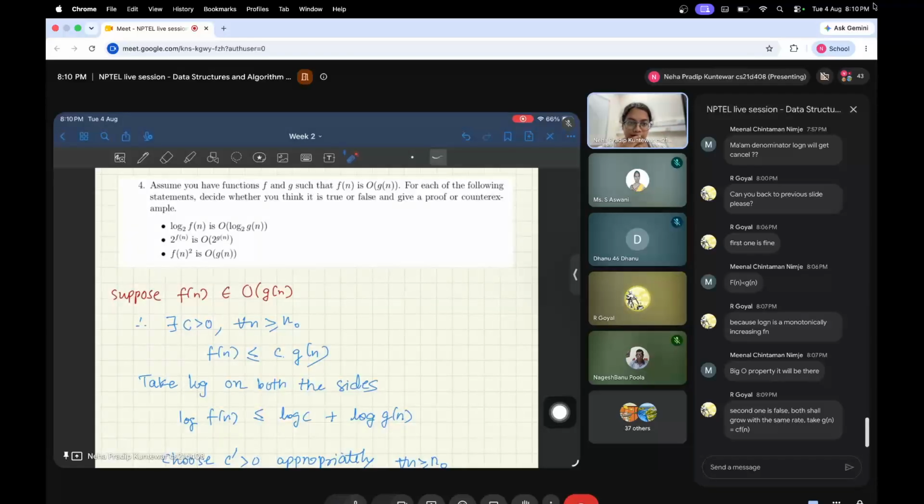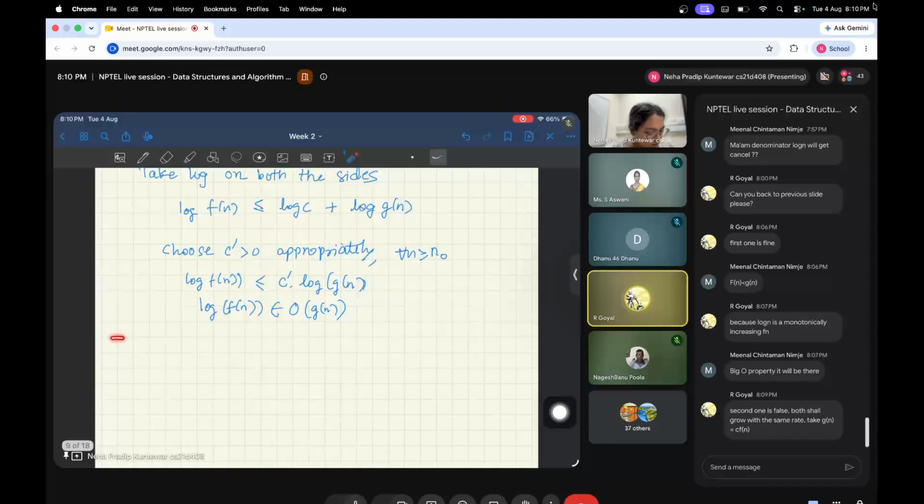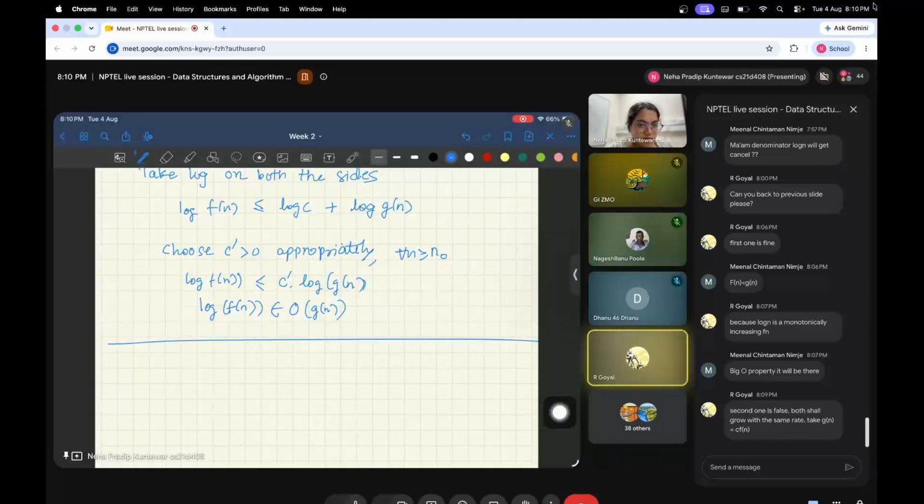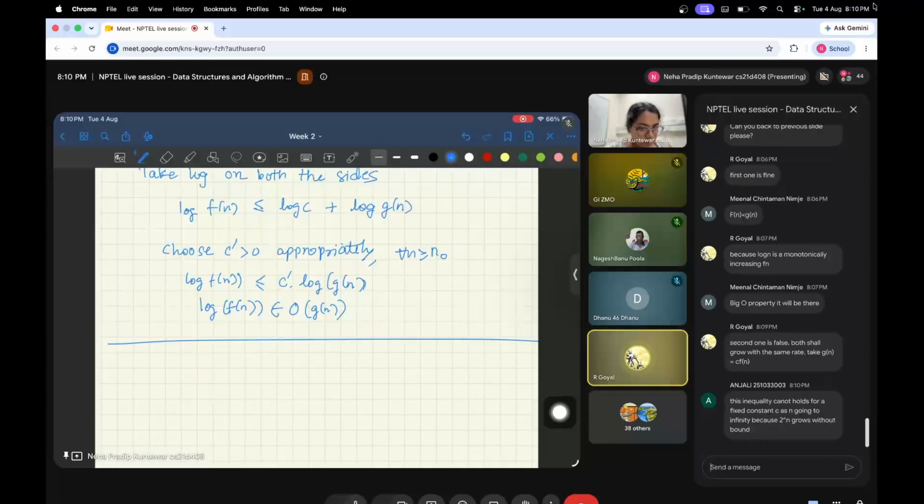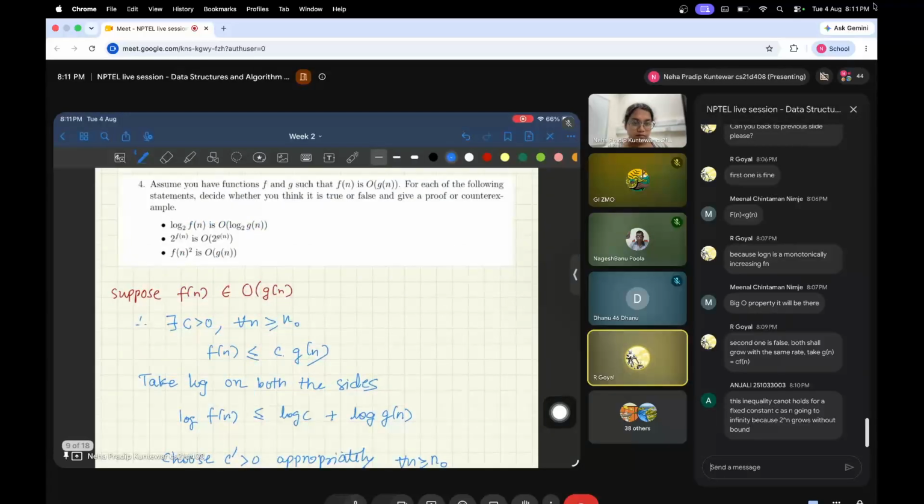So if we take g of n equal to say c multiplied by f of n, then 2 raised to the power c multiplied by f of n would become what? Say, c multiplied by 2 raised to the power g of n, and 2 raised to the power c would be a constant. So since it would be a constant, the less than or equals to inequality would still hold true. And so this is true.